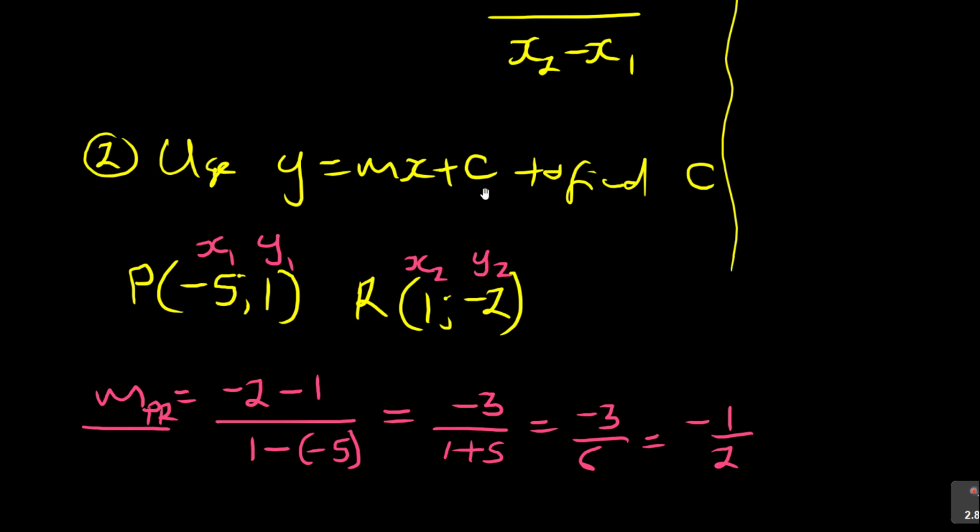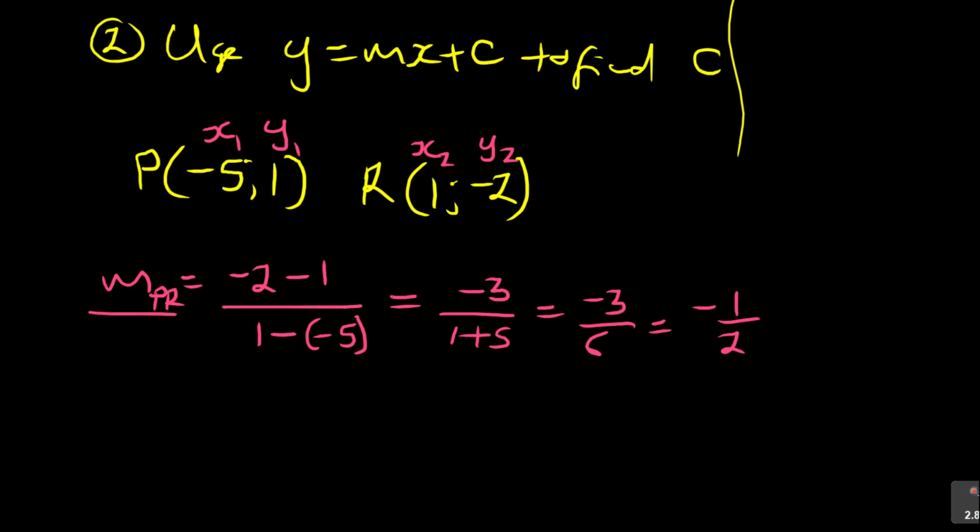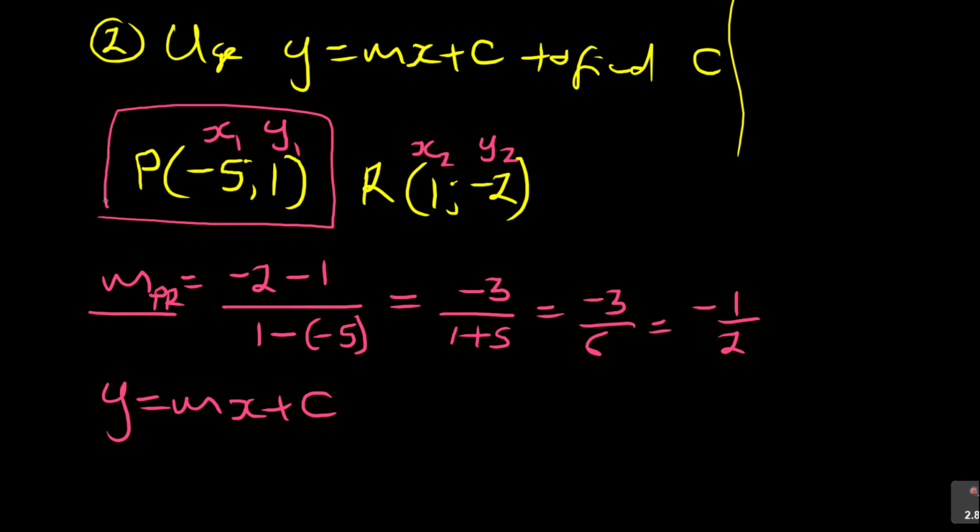Then number 2, use y is equal to mx plus c to find c. So remember now, y is equal to mx plus c. I can choose one point. Let me choose this point where x is minus 5, y is 1. So y is 1, is equal to m, which I know now. m is negative 1 over 2, and then times x, which is negative 5, plus c. This helps me to find c.